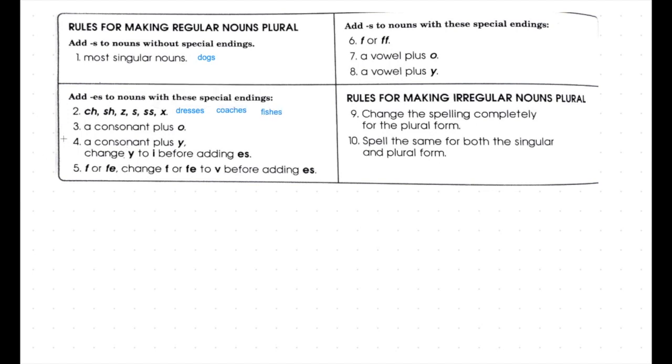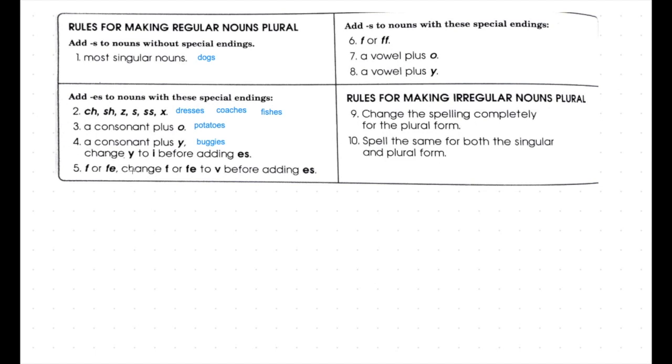All right, the third one says a consonant plus O. So if you have a word like potato or tomato, we can't just add S, we have to add ES. Number 4, a consonant plus Y. Now this is a little different because if we have a consonant plus Y, like buggy, we can't just add ES, right? You probably are already familiar with this rule. No, you have to change the Y to an I and add ES.